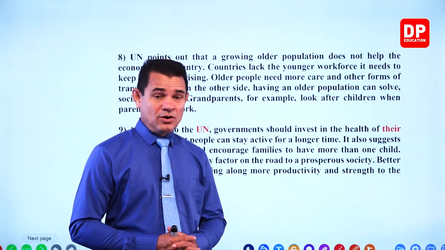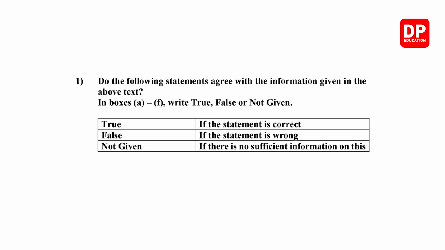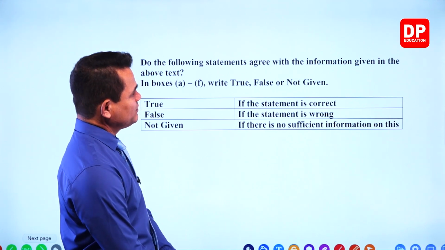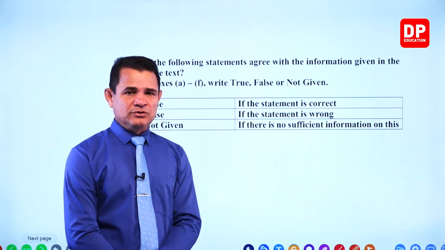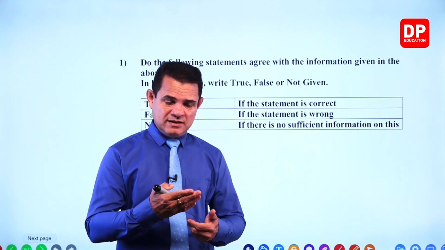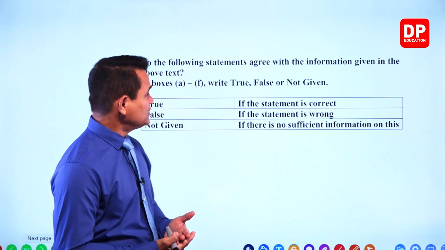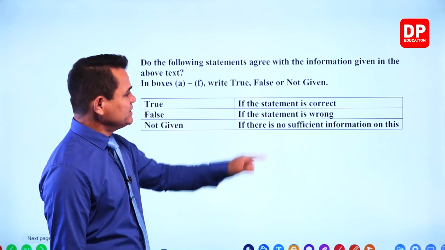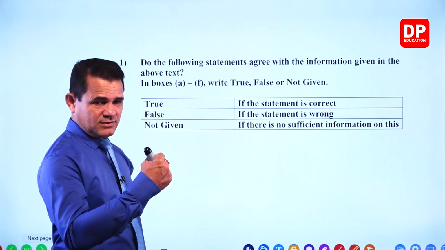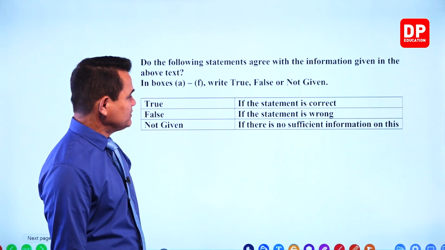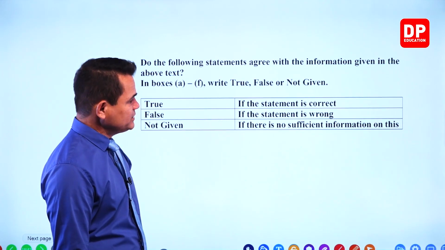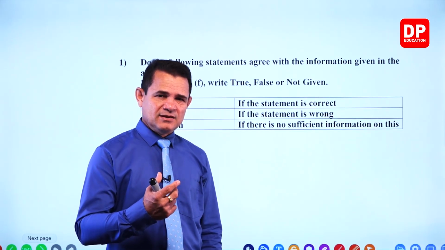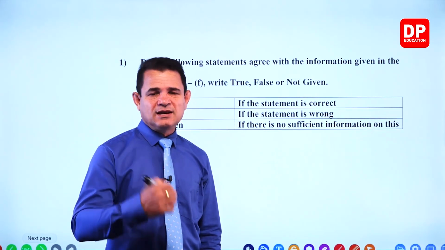So now you see a long paragraph, a lot of ideas are there. Now, do the following statements agree with the information given in the above text? There were about 8 paragraphs. True if the statement is correct, false if the statement is wrong, not given if there is no sufficient information.